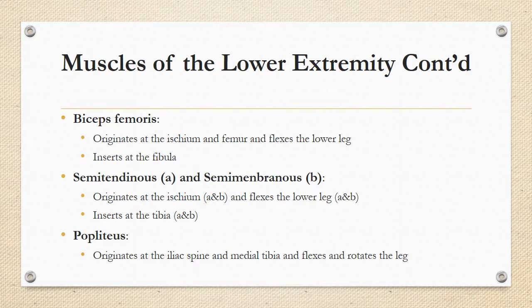Biceps femoris inserts at the fibula, originates at the ischium and femur, and flexes the lower leg. So again, the lower leg. The semitendinosus and semimembranosus both attach at the tibia, originate at the ischium, and flex the lower leg. So again, we're talking about lower extremities, the lower leg now. Now the popliteus originates at the iliac spine and medial tibia, and it flexes and rotates the leg.